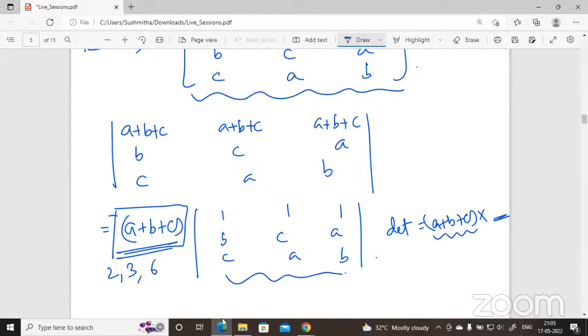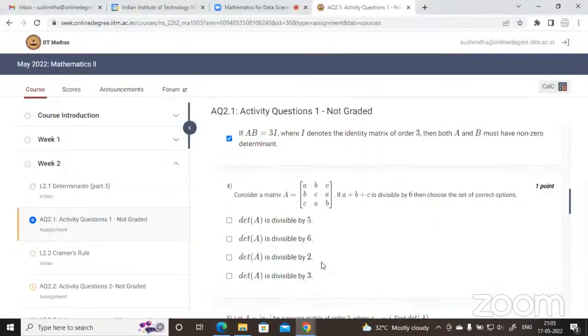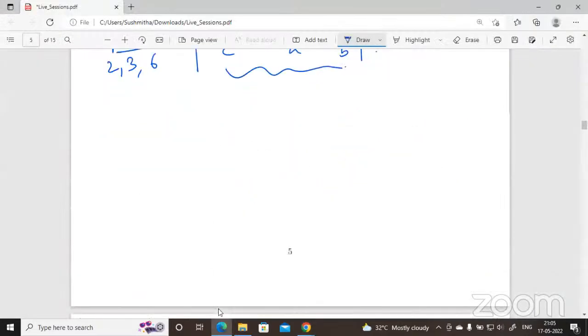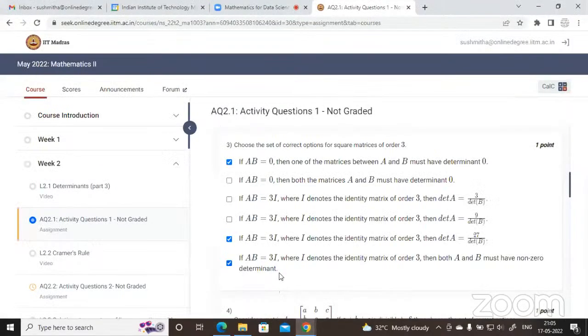Ma'am, can you take question number 3, same activity? Option number 2. Ma'am, option number 2 also seems correct. I think if both A or B are 0, then the determinant will be 0. No. It is saying must have, so it doesn't. So what about this matrix? This is non-zero. What does it say? If A into B is equal to 0.